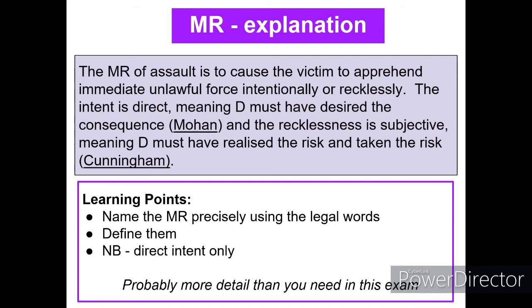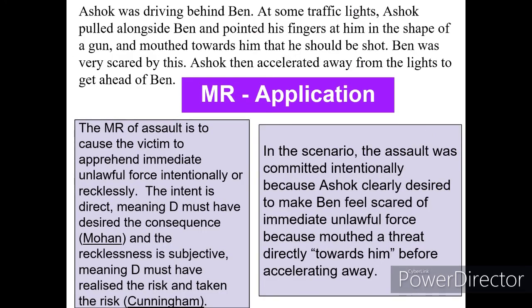And then finally, just a little bit of a learning point here. This offence has intent and recklessness. When there's recklessness as well as intent, the intent will always only ever be direct. So then you would apply the mens rea. In the scenario, the assault was committed intentionally because Ashok clearly desired to make Ben feel scared of immediate unlawful force because he mouthed a threat directly towards him before accelerating away. Quite a long sentence there, isn't there?